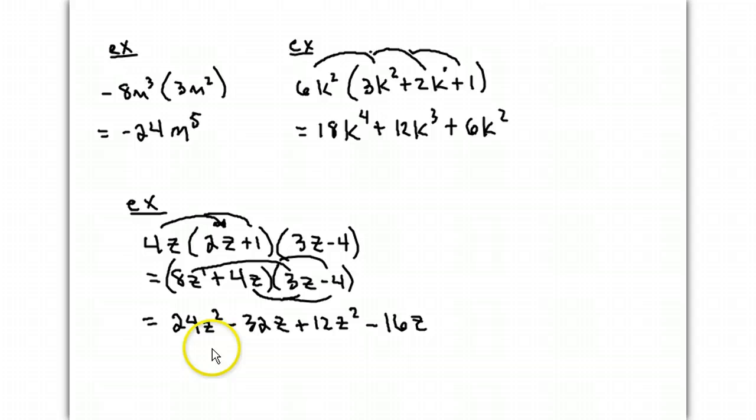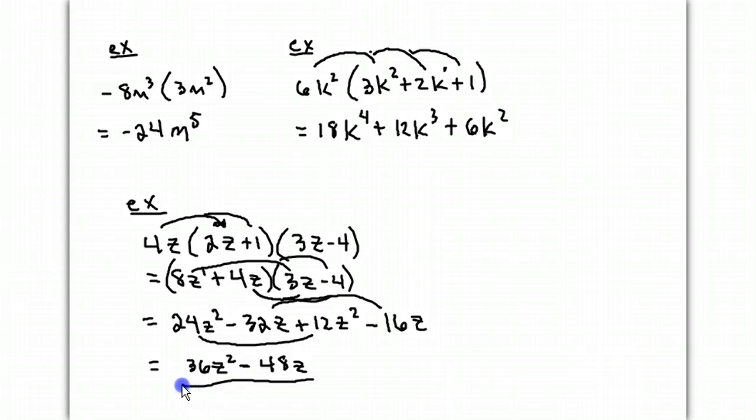So I look for like terms. I have 24z squared and 12z squared. So that adds to give me 36z squared. When you're combining like terms, the powers of the letters don't change. They stay the same. And I have a negative 32z minus 16z. So these are both negative, so you would add them. And that gives me a negative 48z. So the result is 36z squared minus 48z.